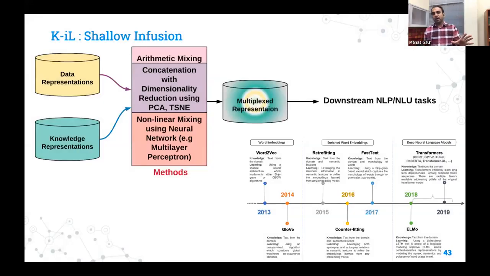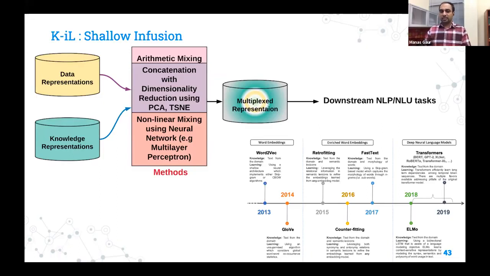So in the shallow infusion part, I gave you an architecture. Now let's go into a little bit of detail on the methods. When you have data and a knowledge representation, consider that to be knowledge of ontologies, lexicons, as I said. What you're trying to do is an arithmetic mixing and/or a non-linear mixing. Arithmetic mixing commonly uses dimensional reduction methods like PCA or t-SNE, which try to mix these different representations.